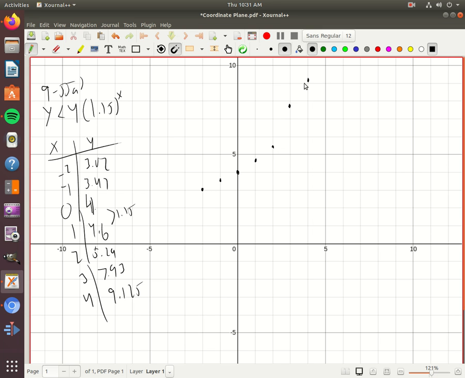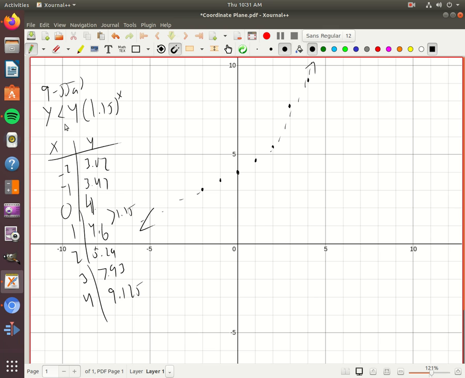That one feels out of place to me. What about my 2? Should my 2 be higher? I don't know. It doesn't look as curvy as I feel like it should, but that's what I came up with. Maybe I made a mathematical error in here. You guys will catch it for me.